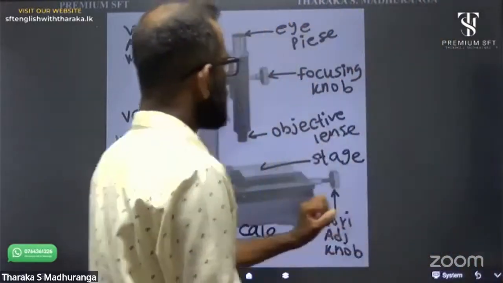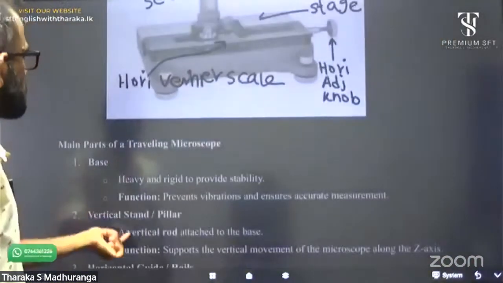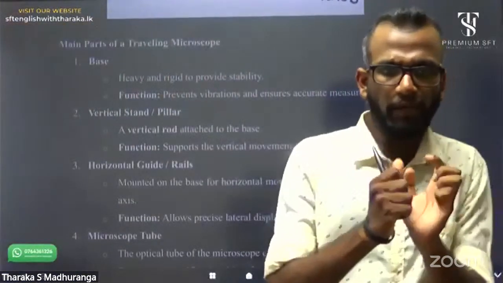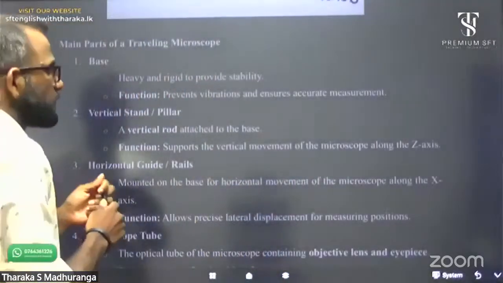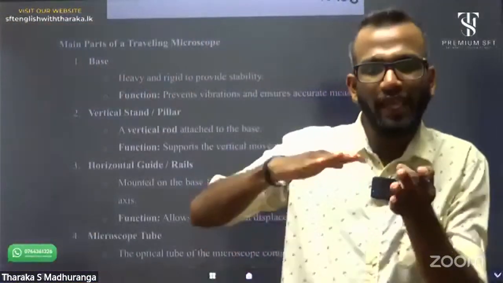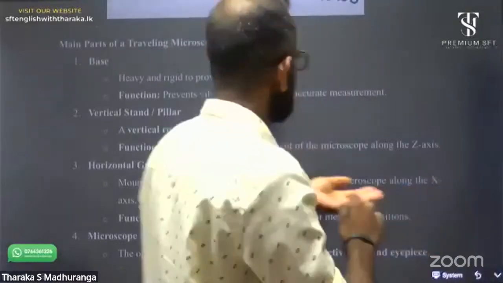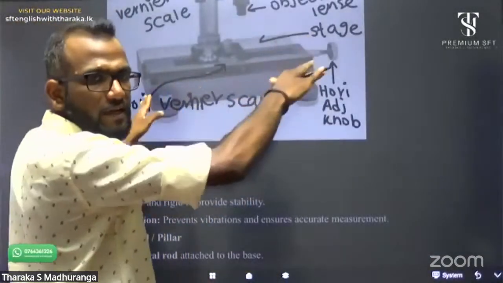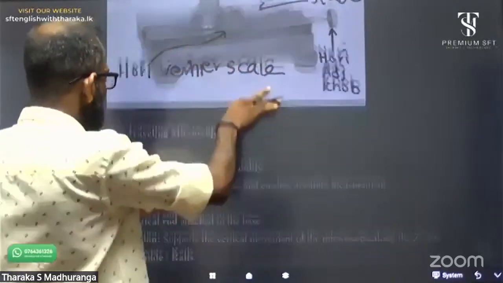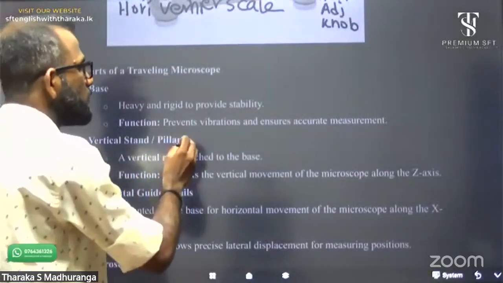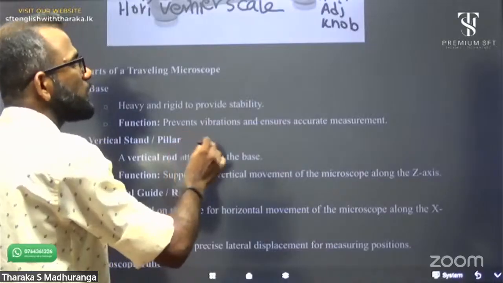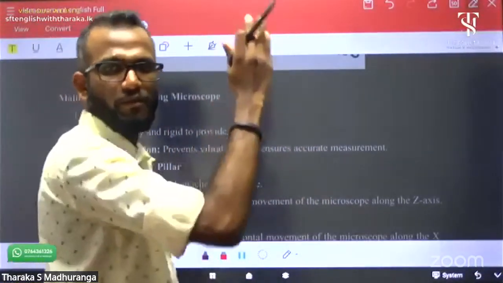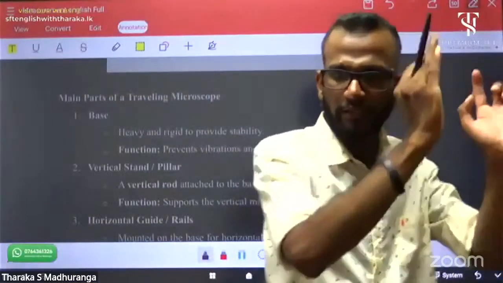Good. Okay, they are the main parts of the traveling microscope. Let's see. Base or stage. Actually, the stage and this entire part is the base, right? It is important to be heavy and rigid to provide stability for this vertical stand.